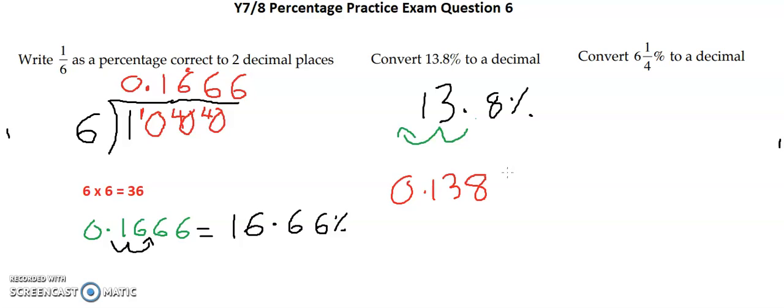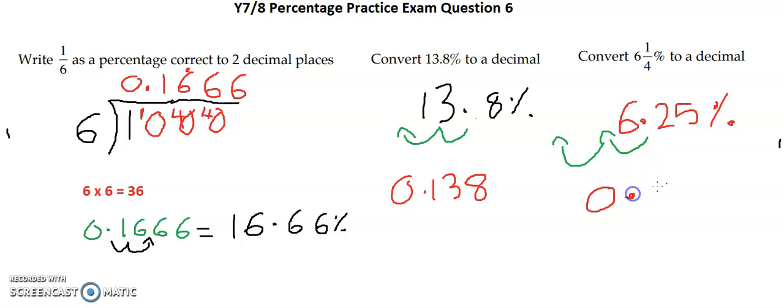Now this one looks a bit more annoying, but that's just because we've got it as a mixed fraction. So we need to change this percentage to a decimal. The first thing I'm going to do is rewrite it, and I know 1/4 is 0.25. So I'm just going to rewrite it as 6.25%. Which means it's easier to change to a decimal now because I need to divide it by 100. So I'm moving the decimal place over 2 places, and that becomes 0.0625.